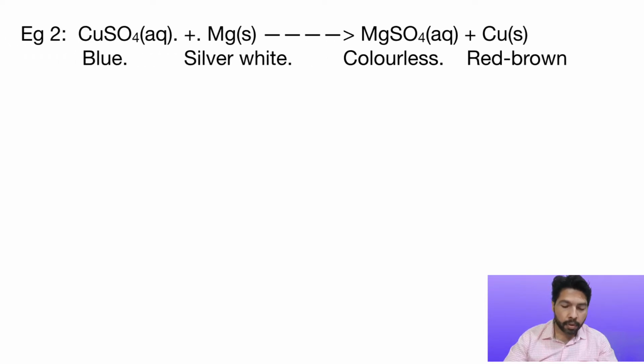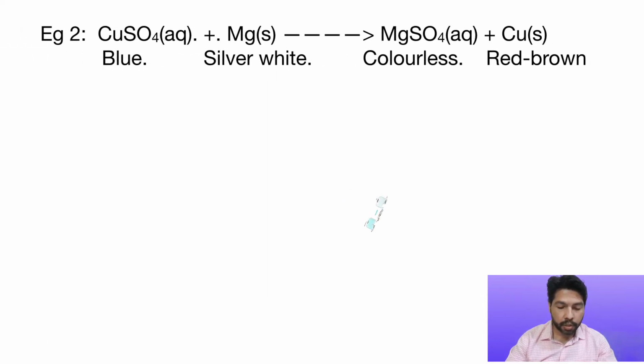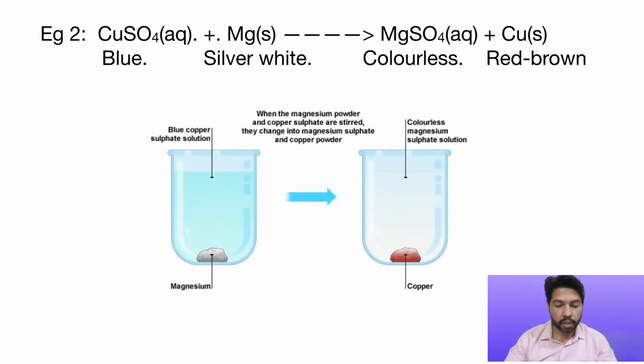Second example: copper sulfate reacts with magnesium. Copper sulfate is blue in color, magnesium is silver white, as you can see in the picture. Magnesium, being more reactive, displaces copper, forms magnesium sulfate, which is colorless, and it forms copper, which is red brown, as you can see in the picture below.